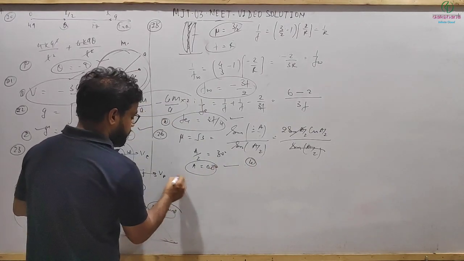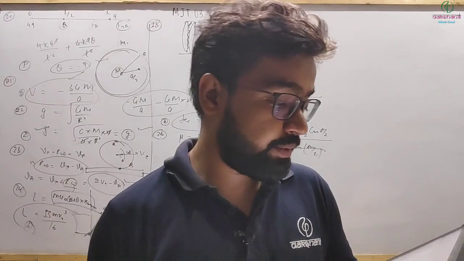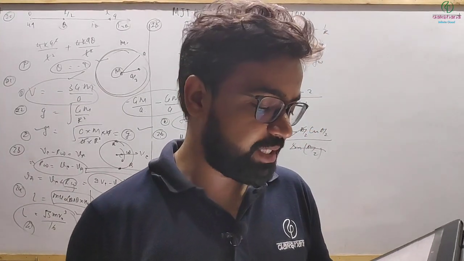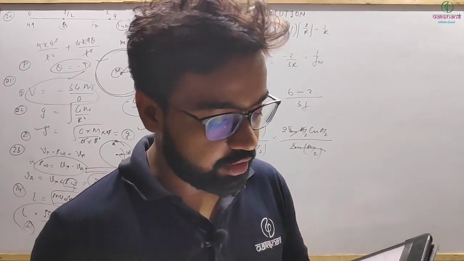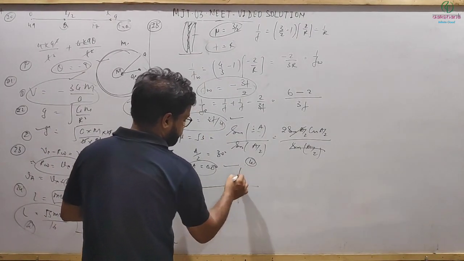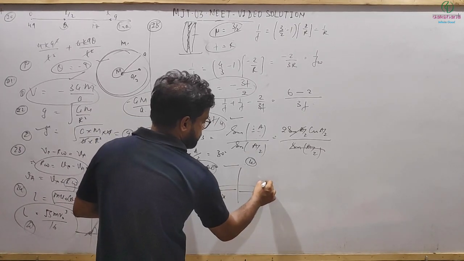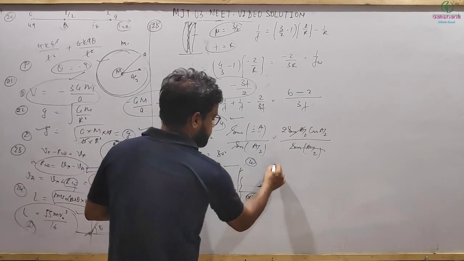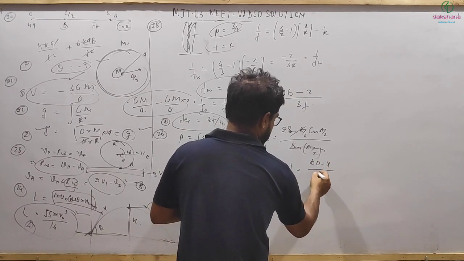Question number 27. A concave mirror forms an image of an object such that the distance between the object and image is 60 centimeter and the magnification produced is 1/4. Find the focal length of the mirror. So here let's say this is a mirror, this is X, this is the object, here is the image, 60 minus X, magnification is 1/4. This is equal to V, 60 minus X, divided by X.